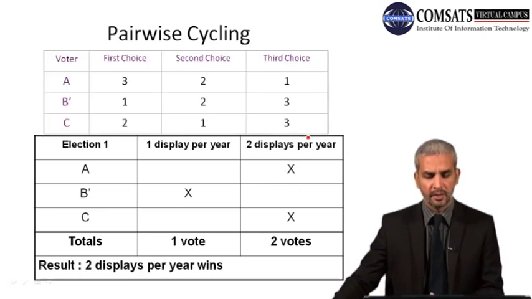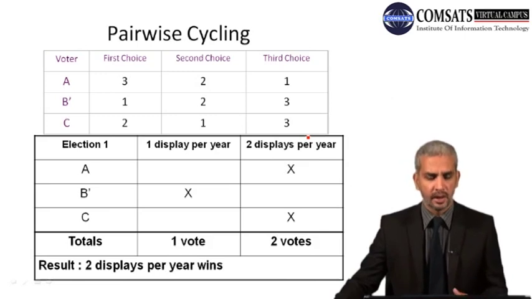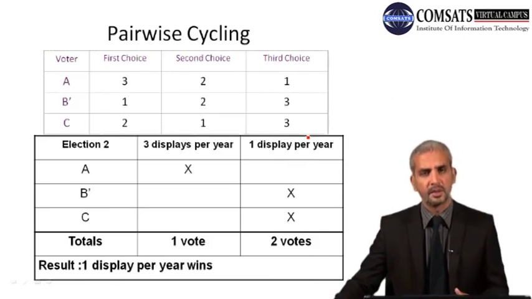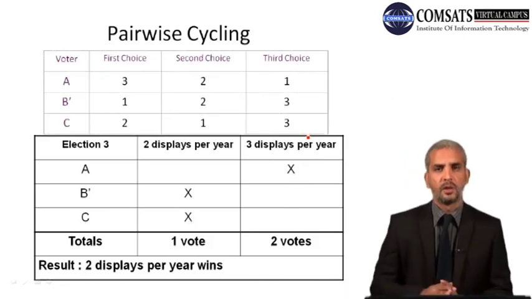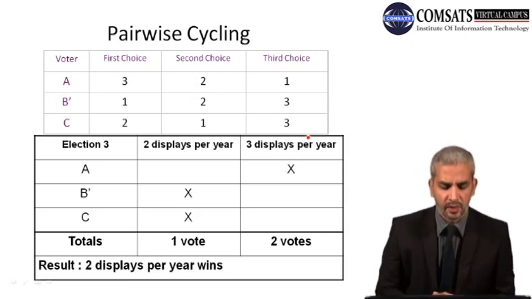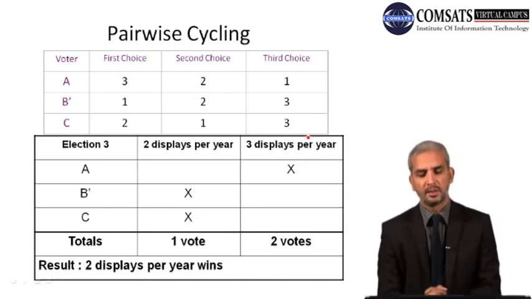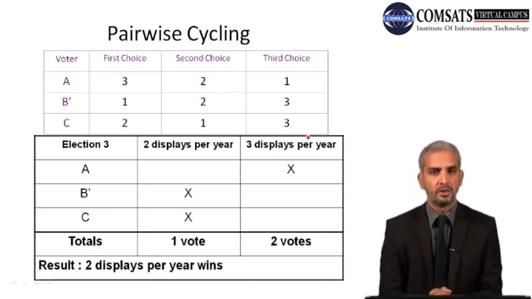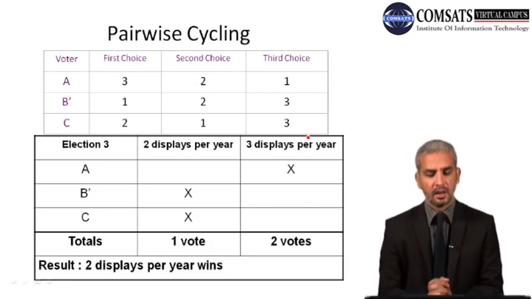Now if we look at the previous elections, in election 1 the result was two displays per year winning, and in election 2 it is one display per year which wins. In election 3, we put up two options together, which are two displays per year and three displays per year. In the case of two displays per year, the new individual B would choose two displays per year because that is his second choice, while three displays per year is his third choice, while individual C would prefer two displays per year because that is his first choice, and three displays per year is his third choice.